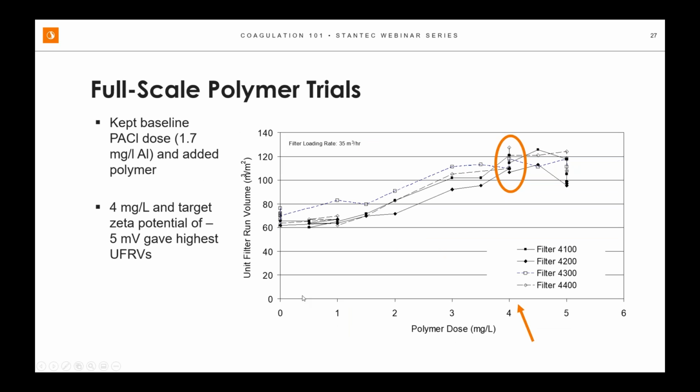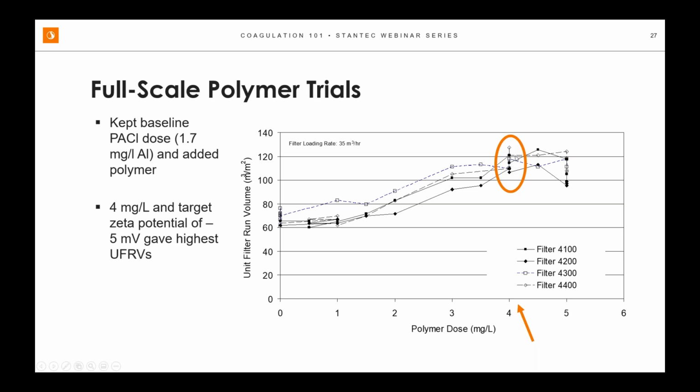So they got a temporary polymer dose system, kept their baseline polyaluminum chloride, and then at full scale, they started adding very slowly different amounts of polymer. And they were quite concerned. 4 milligrams was a lot. It was higher than most people had used, but you can see that unit filter run volume maximized at 4 milligrams per liter, just like it did in the bench.